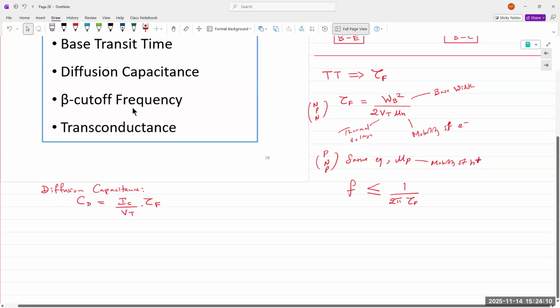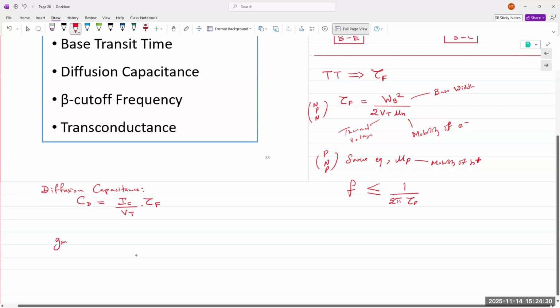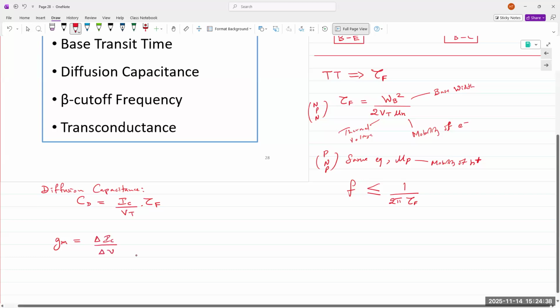Then there is transconductance and beta cutoff frequency. Transconductance is how the input voltage is transferred to the output current. So it's basically a ratio of delta IC to delta VBE. GM, transconductance, is delta IC over delta VBE for a fixed Q point, for a fixed Q point.